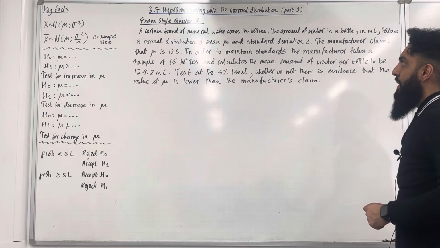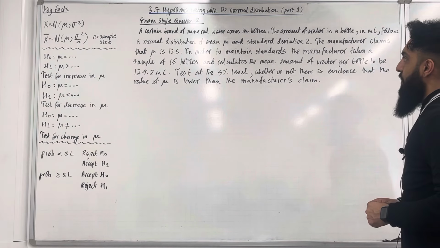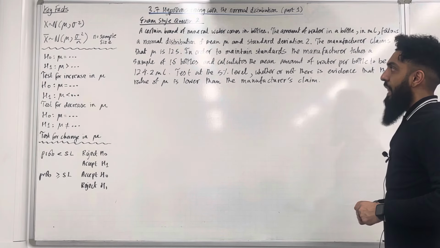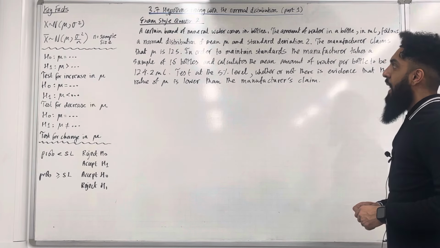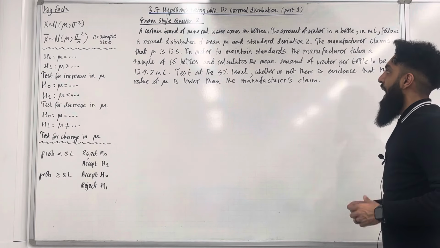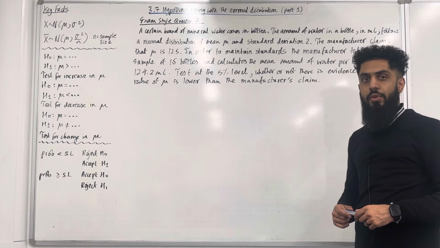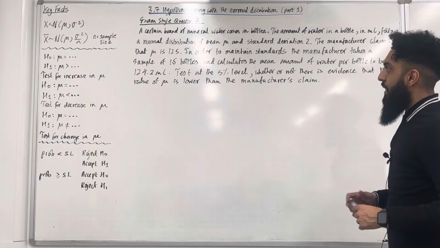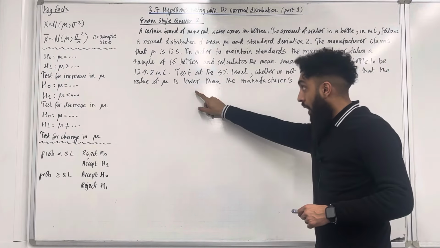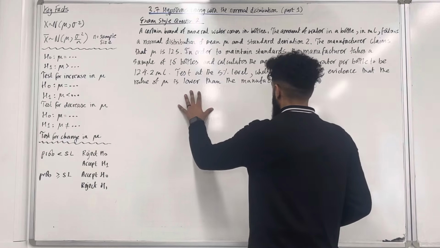A certain brand of mineral water comes in bottles. The amount of water in a bottle in milliliter follows a normal distribution of mean mu and standard deviation 2. The manufacturer claims that mu is 125. In order to maintain standards, the manufacturer takes a sample of 15 bottles and calculates the mean amount of water per bottle to be 124.2 milliliter. Test at the 5% level whether or not there is evidence that the value of mu is lower than the manufacturer's claim. So the word lower indicates a one-tailed test.